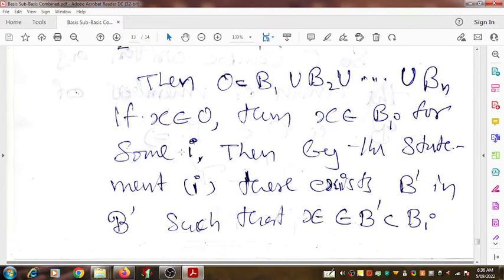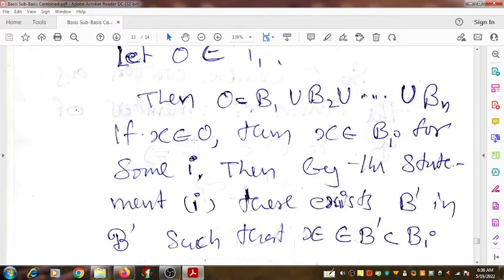Next we choose a point of that open set. So let X be an element of O. Then we know that X must be present in some of the members which are present in this union. So X is an element of Bi for some i.